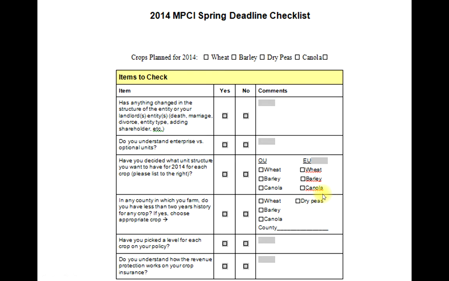Obviously, a simple example of this would be dry peas. If you've never grown peas, just check that. And canola, if you had 1 year of history and it was back in the 90s, check canola and write 1 year sometime in the 90s, just so we know.